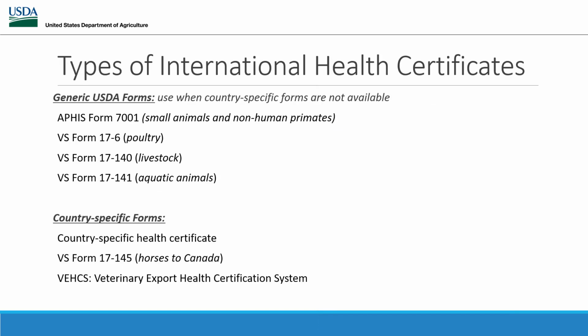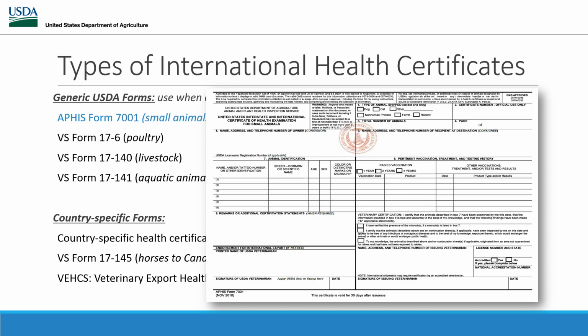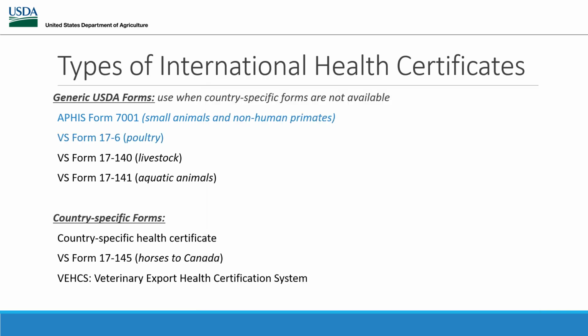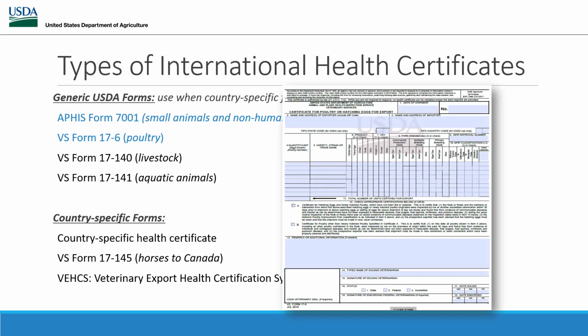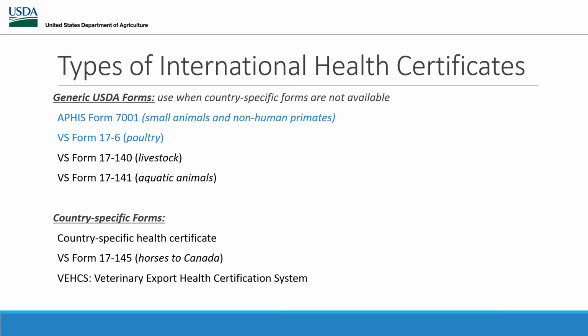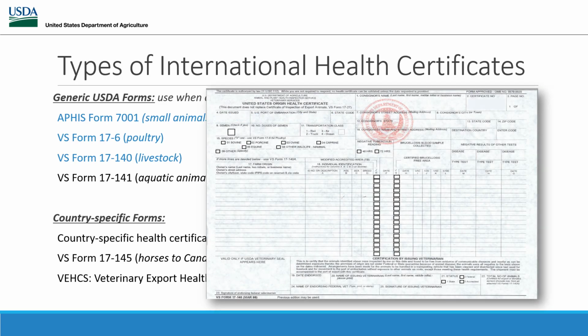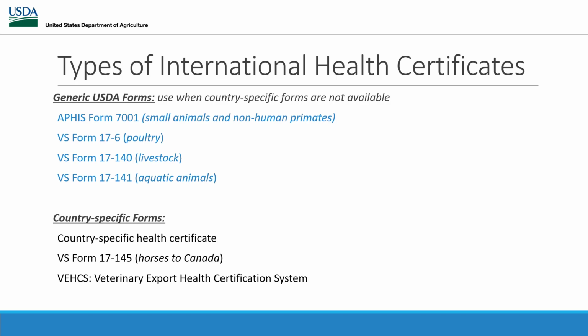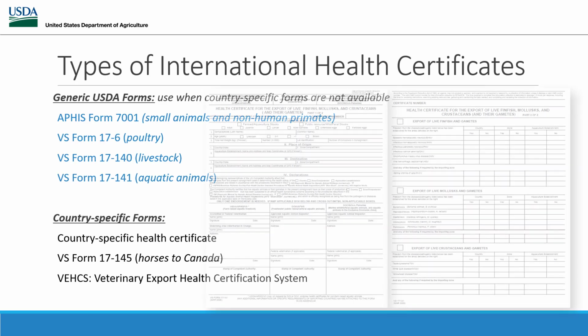There are numerous types of health certificates. Historically, USDA APHIS created generic health certificates based on the type of animal for use with any country. These generic health certificates are the APHIS Form 7001 for small animals and non-human primates, seen here, the VS Form 176 for poultry and their eggs, seen here, the VS Form 17140 for livestock, seen here, and the VS Form 17141 for aquatic animals, seen here.